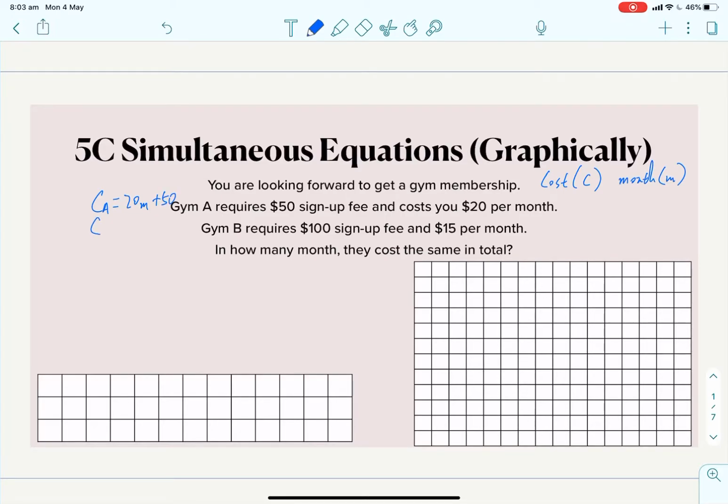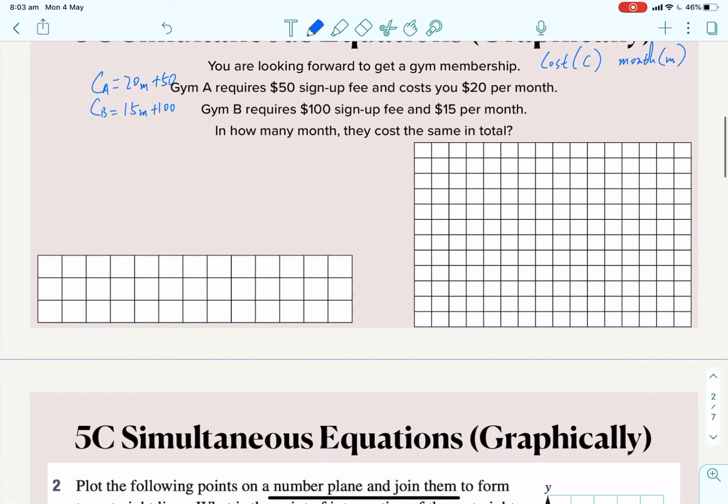Now you can pause this video and write the equation for the cost for B. Once you're done, it should be 15M plus 100. So it's $15 a month, $100 upfront. Cool. Now you can also do a table of values to make it easier to do diagrams.